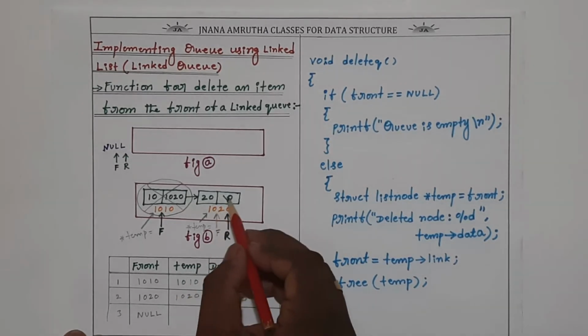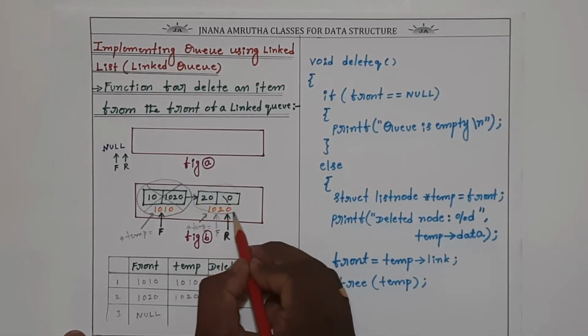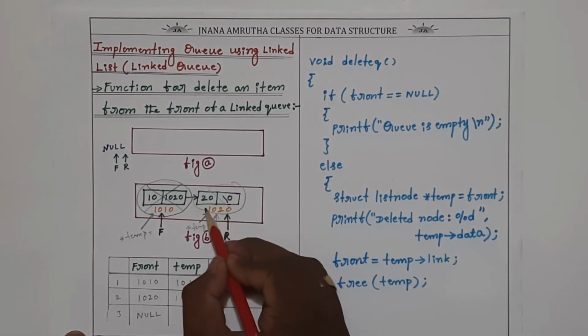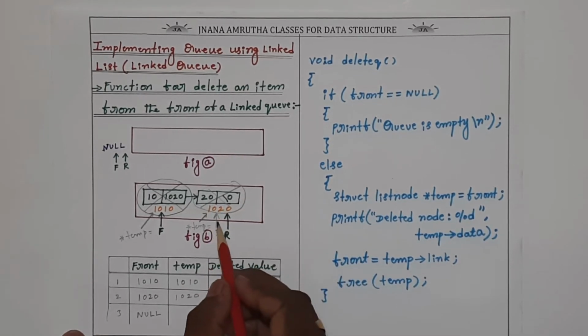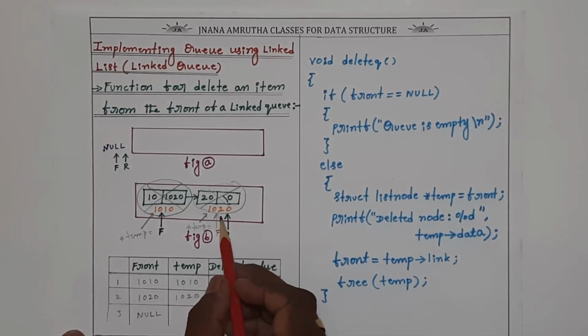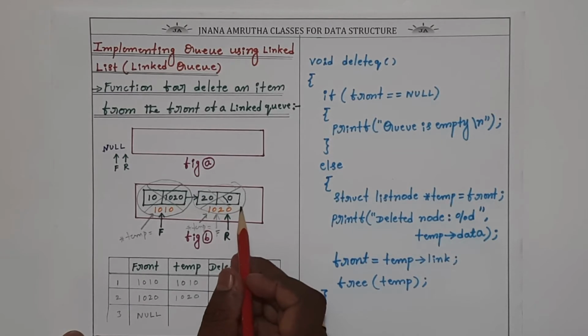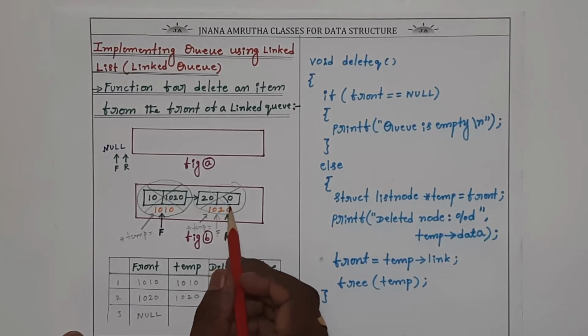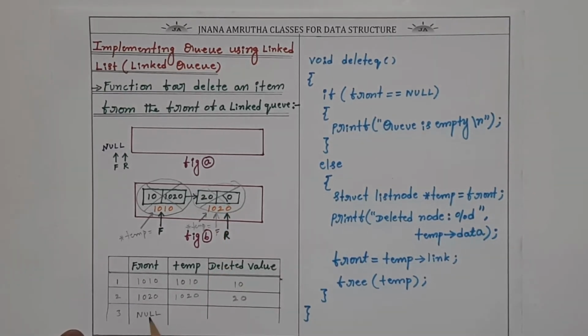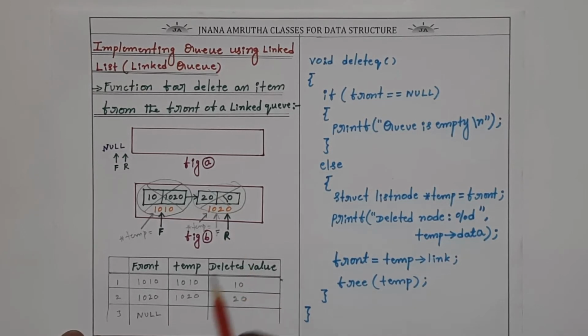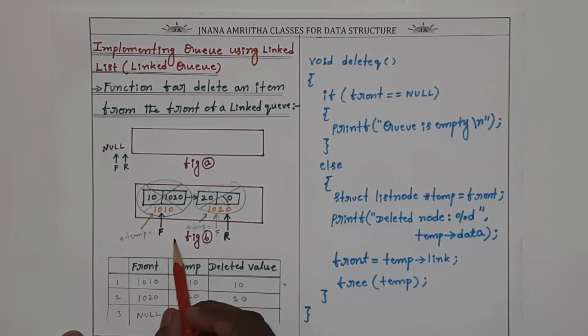Next, we are deleting this node from the linked queue. How are we going to do that? By using the free function, free temp. By doing that, we are deleting this node from the list. Next, if you try to delete one more node, front is equal to null. Once front equals null, we come to know the linked queue is empty. Understood, right? Very simple.